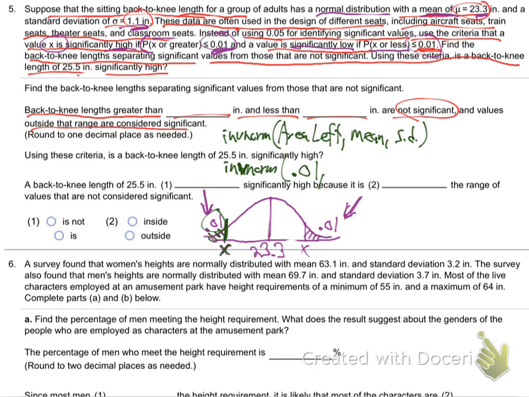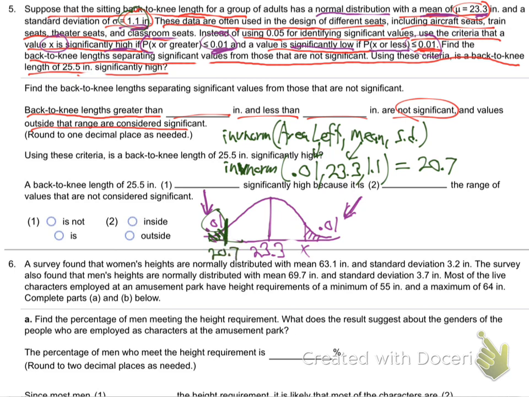We're going to find this x first. The area to the left of that spot is 0.01. The mean is 23.3, that's the middle, and the standard deviation is 1.1. So hit the buttons on your calculator, and you'll get 20.7. So this is 20.7, that's that x value right there.